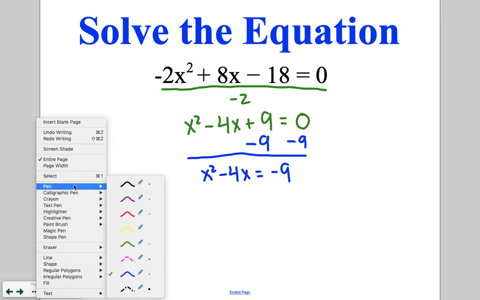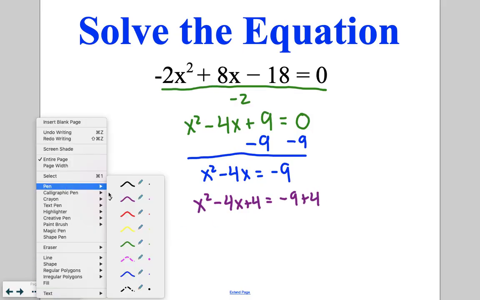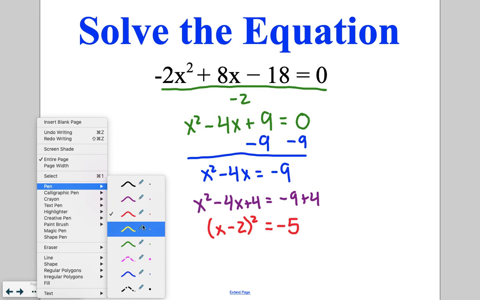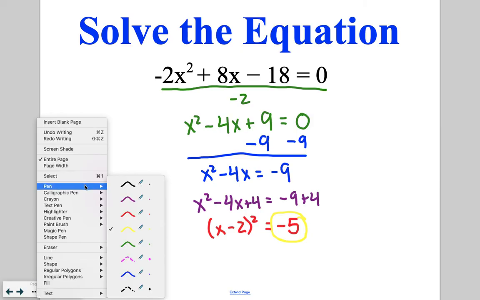Then off to the side, I've got negative 4. I'm going to cut that in half to get negative 2. Square it gives me positive 4. So I'm going to add 4 to both sides of the equation. And then I'm going to go ahead and simplify that. So when I do that, I've got x minus that half value, which is negative 2, squared is equal to negative 5.